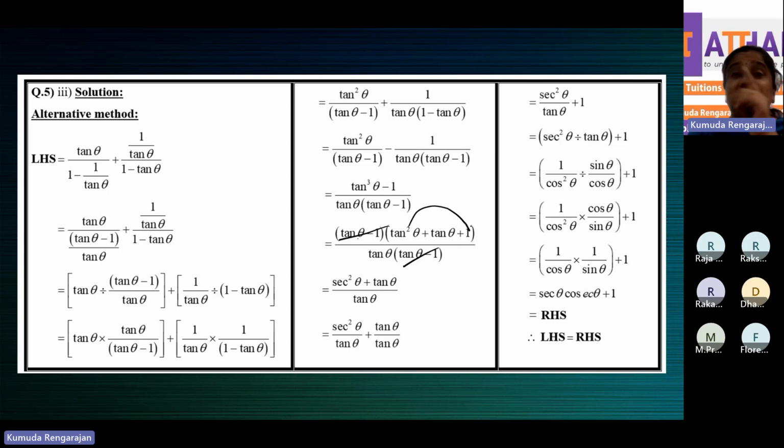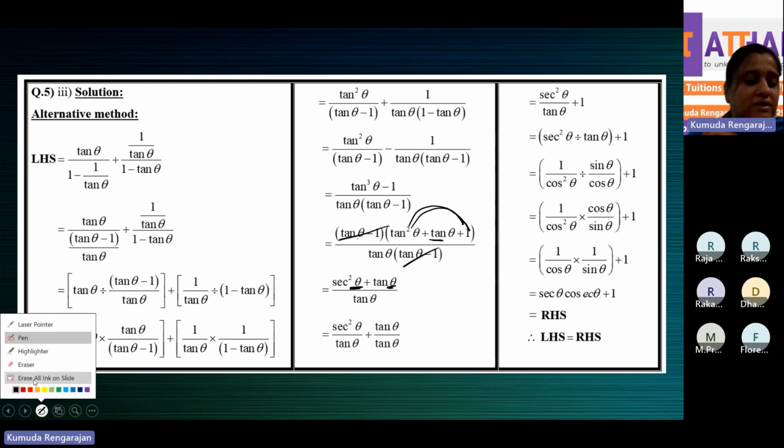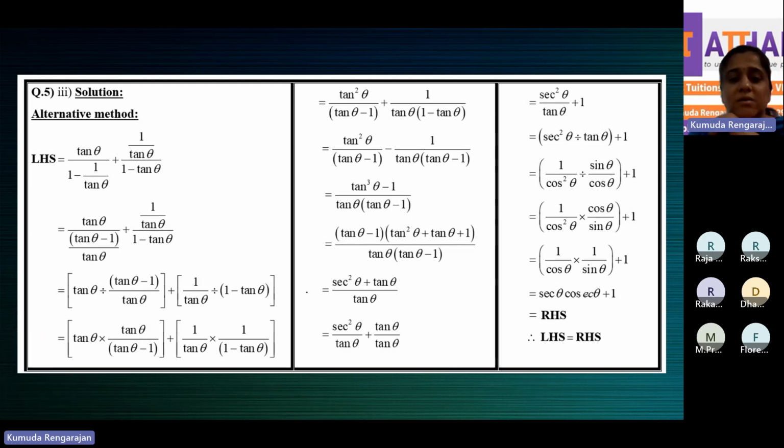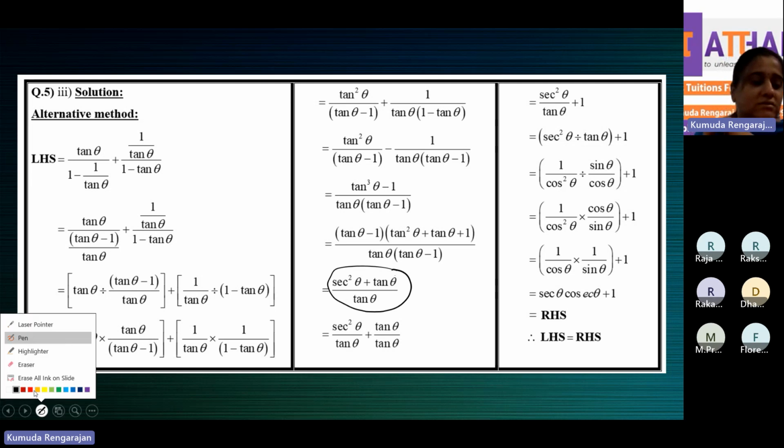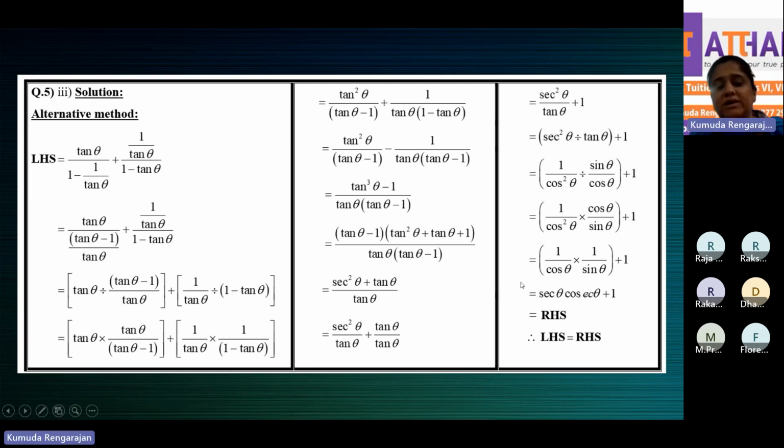Here we have tan squared theta plus 1. 1 plus tan squared theta is secant squared theta, plus tan theta, all divided by tan theta. Now, as we know that the RHS has 2 terms, but here there's only one expression like this. We want 2 terms, so we separate it. We take the denominator separately for the 2 terms in the numerator.